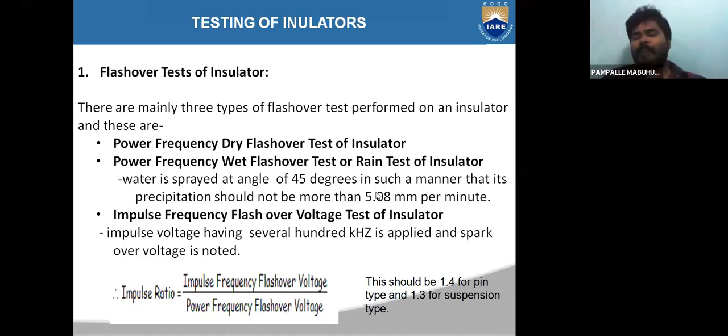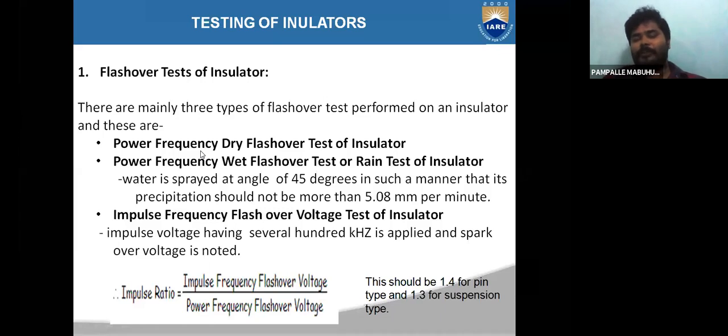The voltage which is applied across the insulator will have power frequency. After applying the voltage, it should go on increasing up to some specified voltage. That specified voltage will be less than the spark over voltage.